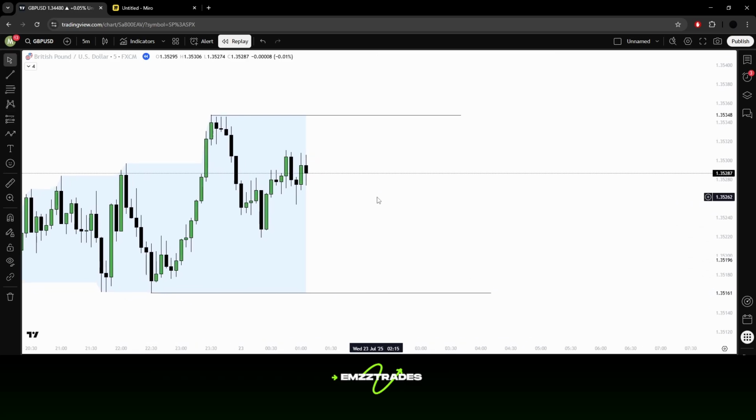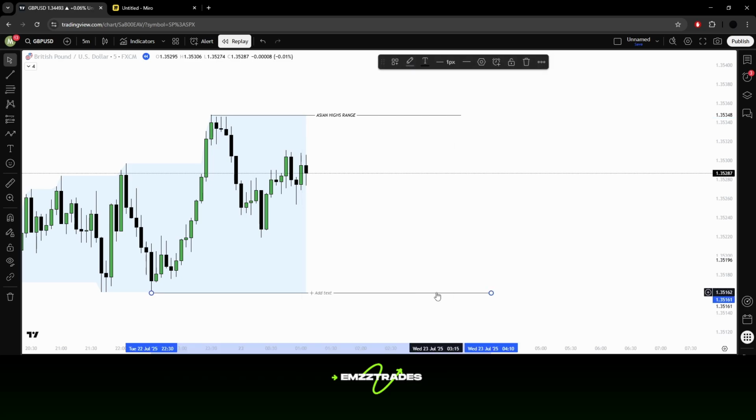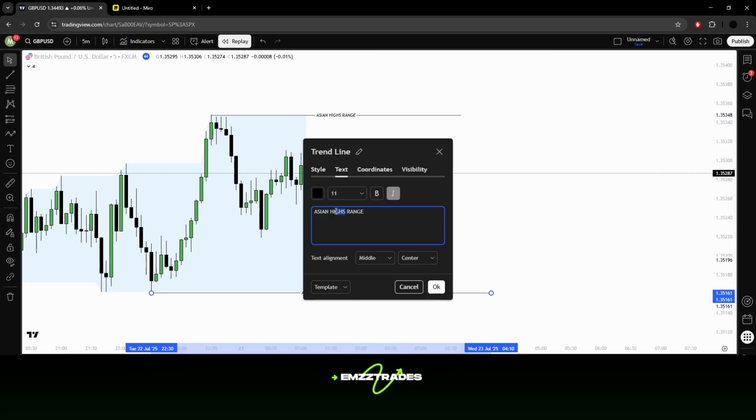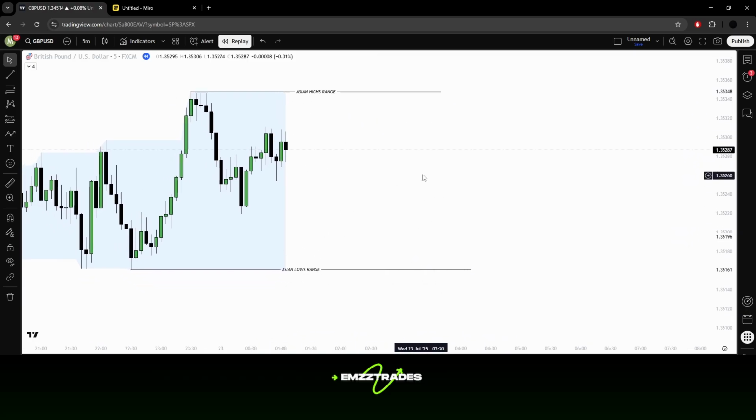As soon as we mark out the highs and the lows, what we need to do now is annotate it. So this is the Asian highs range, and we're going to do the exact same for the lows. As you can see, this is the Asian lows range.